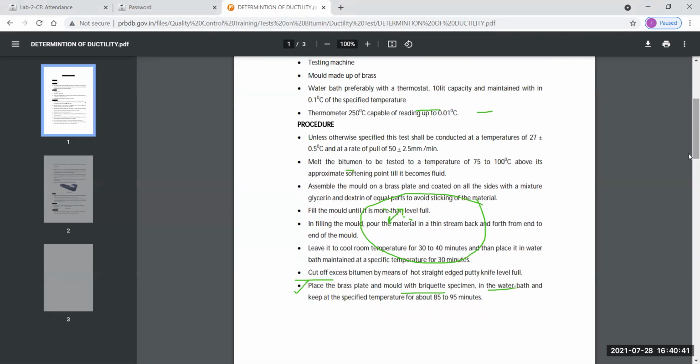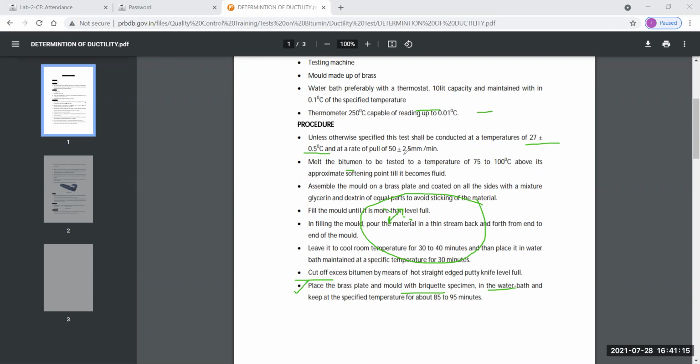Now we allow it to cool at room temperature for 30 to 40 minutes and then place it in a water bath maintained at a temperature of 10. Here the temperature specified is 27 plus minus 0.5 degrees Celsius. I told these things that in many articles it is written as 25 plus minus 0.5 degrees Celsius, and in many places it is written as 27 plus minus 0.5 degrees Celsius. So you keep both things in your mind.